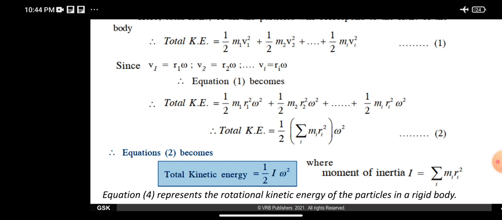So the summation of mi ri square is the moment of inertia I. So the total kinetic energy of the rigid body is 1 by 2 I omega square, where I is the moment of inertia of the rigid body. So moment of inertia I equals summation over i of mi into ri square. We know very well moment of inertia is defined as the product of the mass and the square of the distance from the axis. So this 1 by 2 I omega square is the rotational kinetic energy.